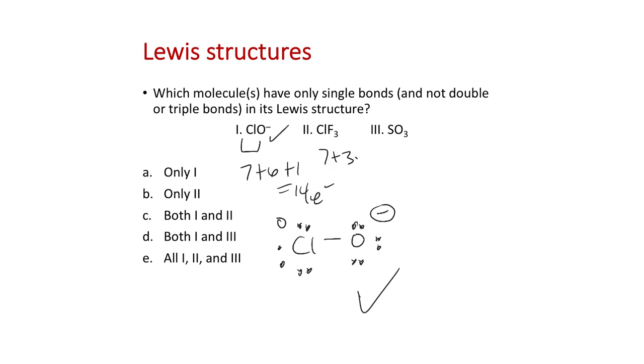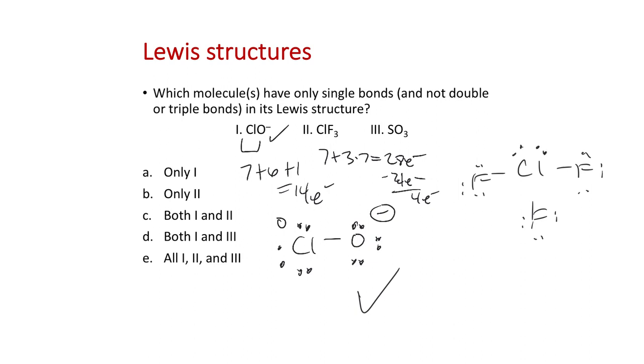ClF3, 7 plus 3 times 7, 28 electrons, so ClF3 goes chlorine, fluorine, fluorine, fluorine, with lone pairs on the non-central atoms. That's 8 electrons per F, that's 24 electrons. 4 electrons left over go onto chlorine. And so only single bonds here as well. This is actually 0 formal charge all the way around, just making sure that we're not making double bonds or anything here. So ClF3 only has single bonds.